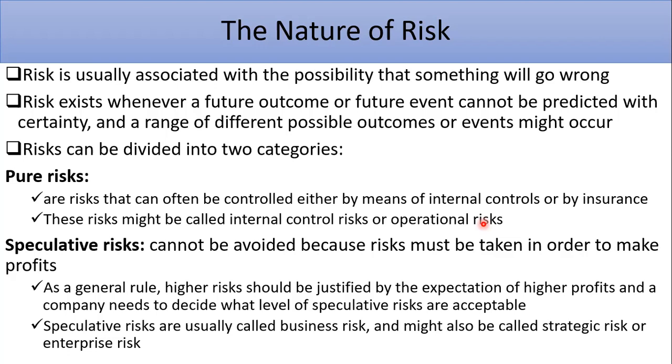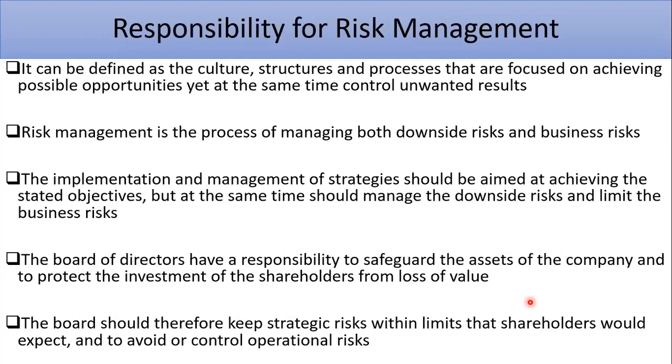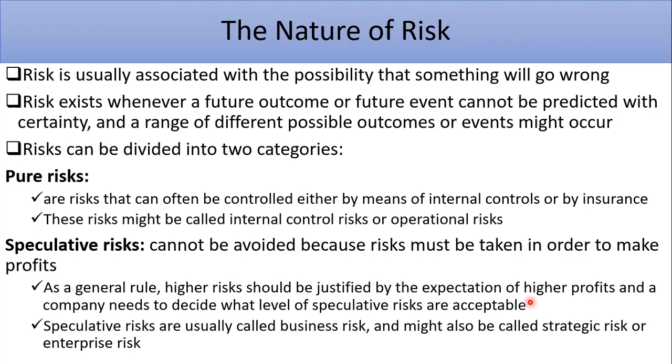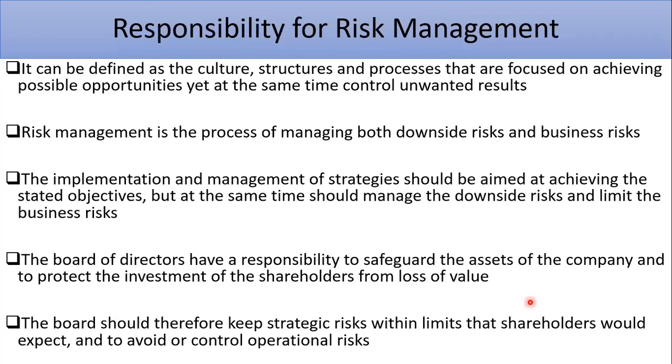Then we have speculative risk, which cannot be avoided because the risk must be taken in order for the organization to make the necessary amount of profit. Now, as a general rule, the higher the risk, the higher the expected return. So if you are taking a high risk, there's the possibility that the returns are going to be high. And if you are taking a low risk, the possibility of making profits is quite low. Now, speculative risk are usually called business risk and might also be called strategic risk or enterprise risk.